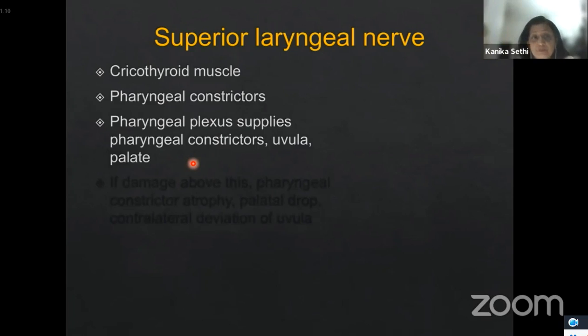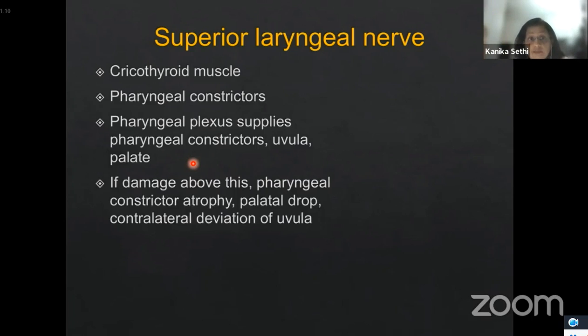You have to remember it is important. Why? Because if the damage of the vagus nerve is in the proximal part, it will lead to pharyngeal constrictor atrophy. It will cause palatal drop, and the uvula will be deviated to the contralateral side. This is very important. So if there is a high vagal nerve palsy, you will have pharyngeal constrictor atrophy, palatal drop, and deviation of the uvula to the side opposite the vagal palsy.